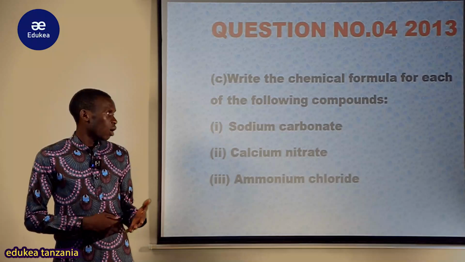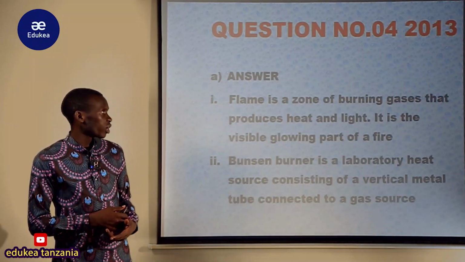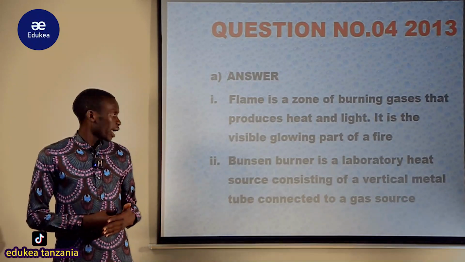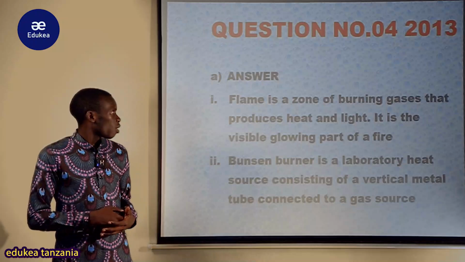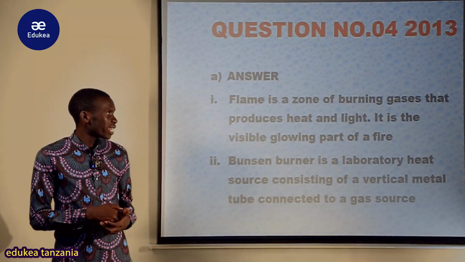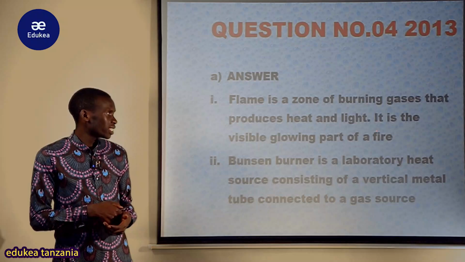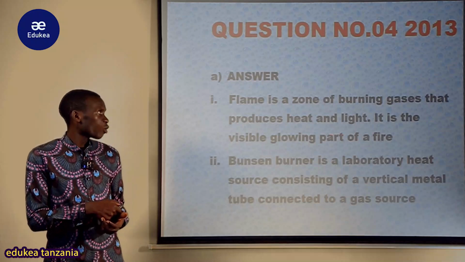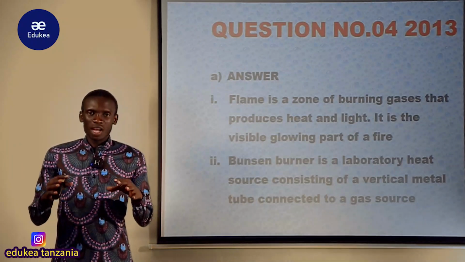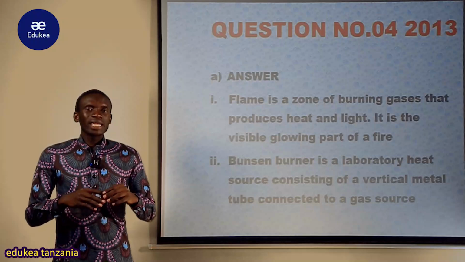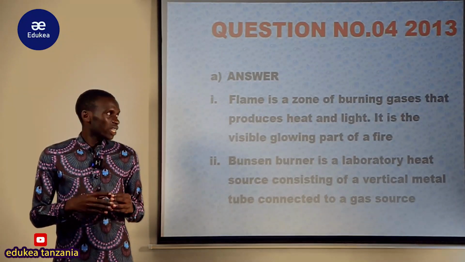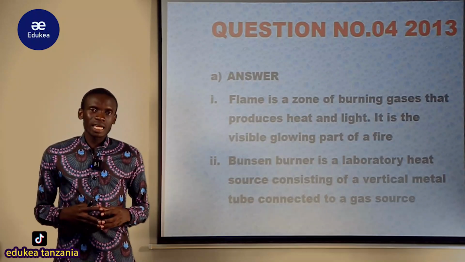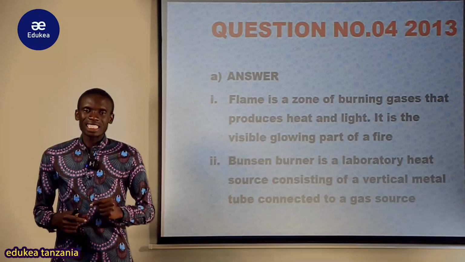So let's see how to answer the question. First, a student is required to define what is a flame and what is a Bunsen burner. We say a flame is a zone of burning gases that produce heat and light. It is a visible glowing part of a fire. Visible glowing part of a fire, that is called a flame. Or we say it is a zone of burning gas that produces heat and light.